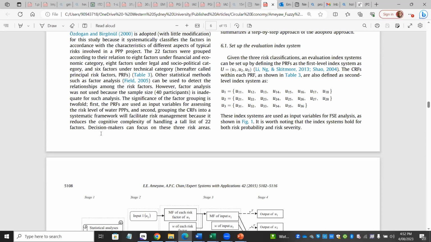It is worth noting that the index systems hold for both risk probability and risk severity. So in this context, because we have two sections to each of the risk factors, we need to set up two of them for each of the factors, because each factor has a probability of occurrence and a severity of the consequences.